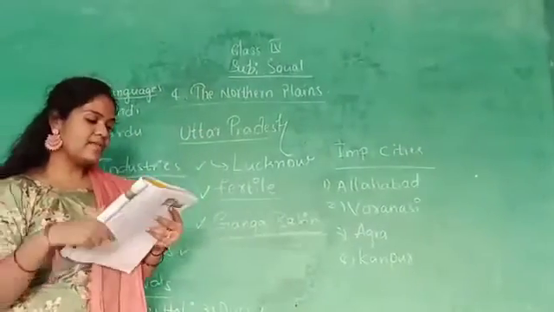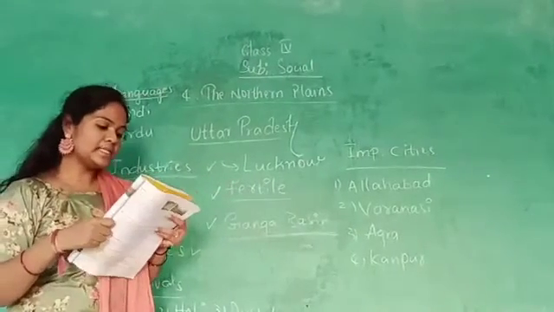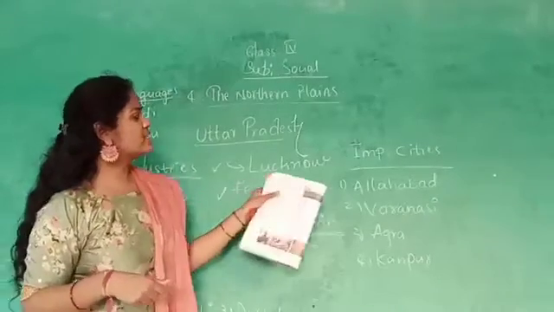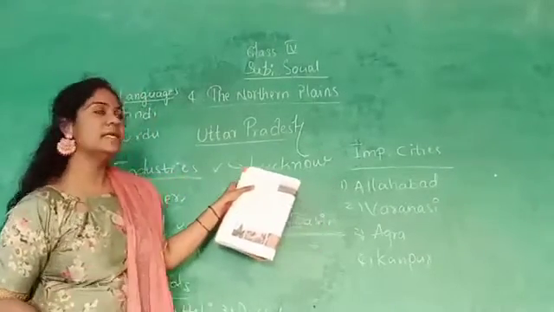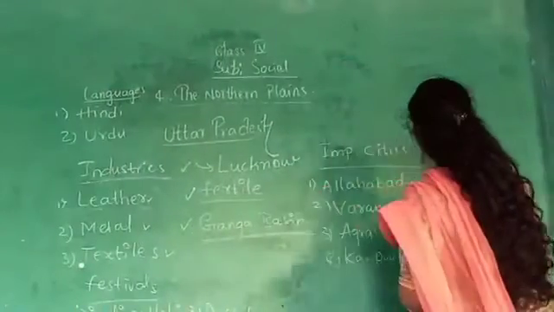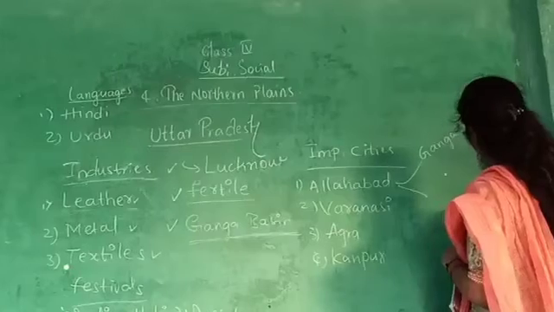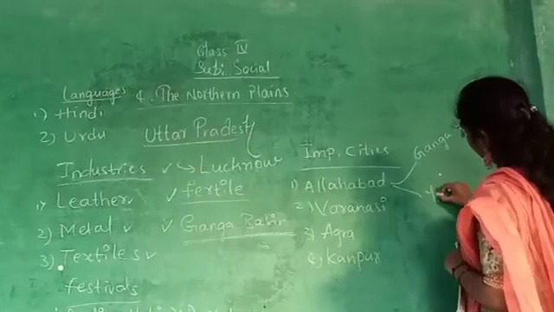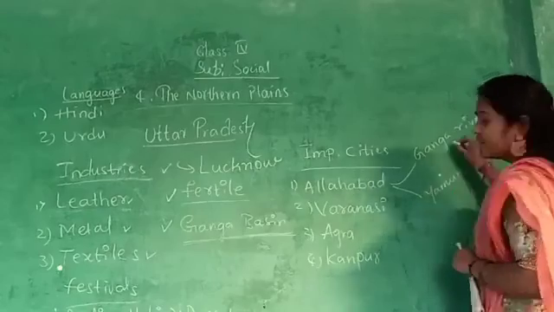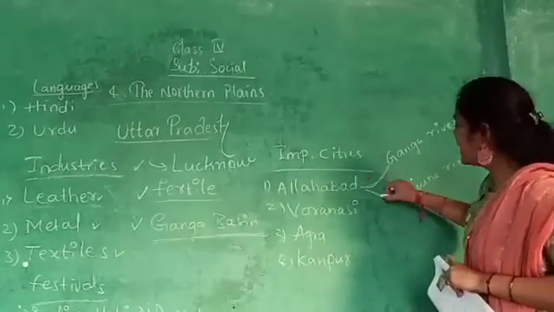Okay. The rivers Ganga and Yamuna meet at the Sangam in Allahabad. It is considered to be a holy place by the Hindus. So why is Allahabad a very important city? Because here the rivers Ganga and Yamuna meet. The Ganga river and Yamuna river meet at one place in Allahabad.